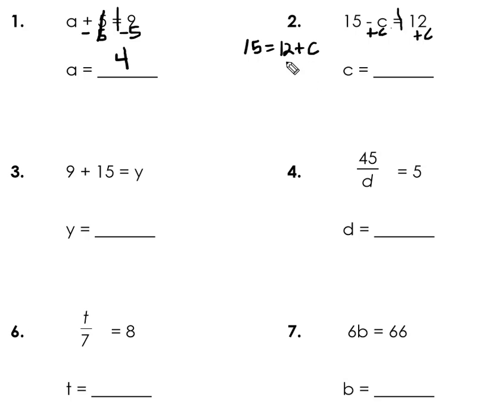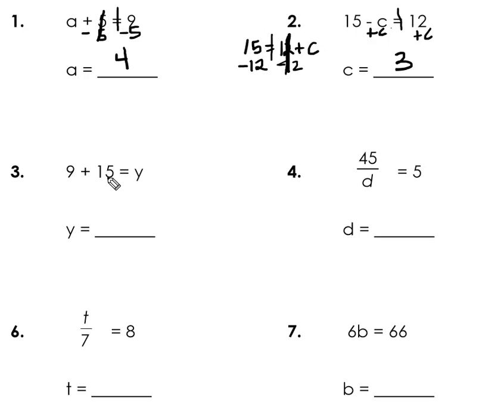So now what I'm trying to do is get that c by itself, right? Isolate that c, keeping in mind this is my balance point. So I'm going to subtract a 12 from both sides. So now I have my 0 here. c is by itself. 15 minus 12 is 3.